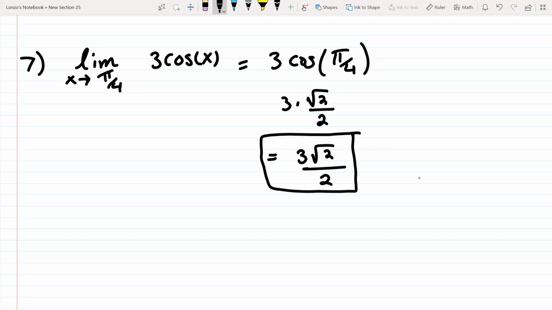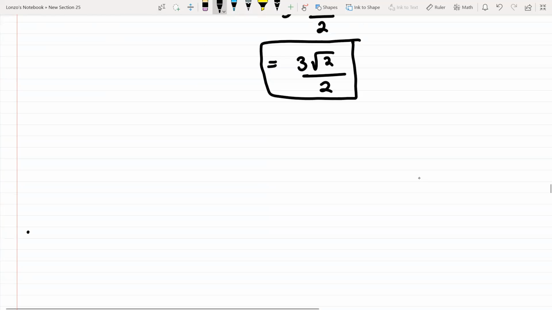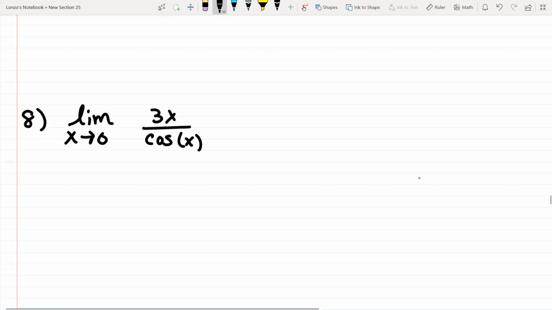Did I make a mistake? No, right? Cosine of pi over 4 is radical 2 over 2. Yep, that is your correct answer. I just thought something canceled. Okay, nothing cancels.